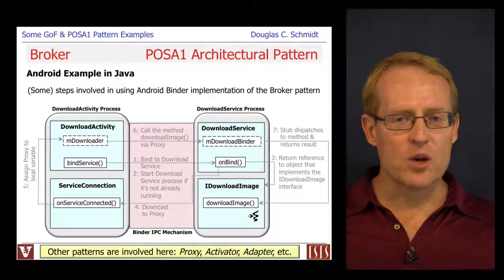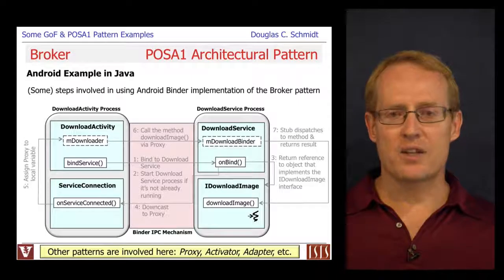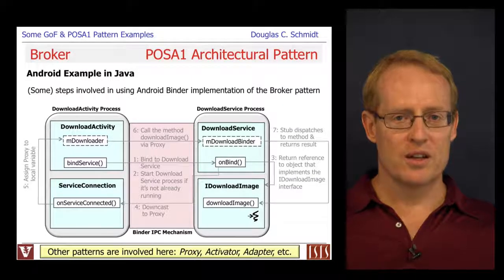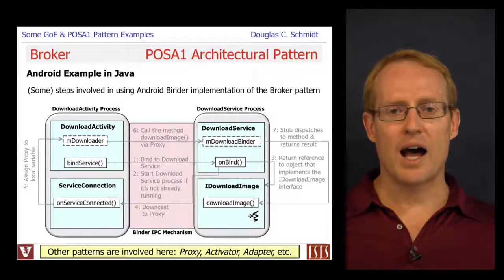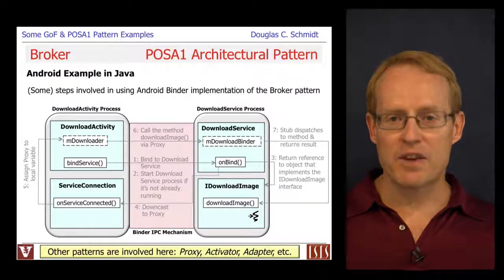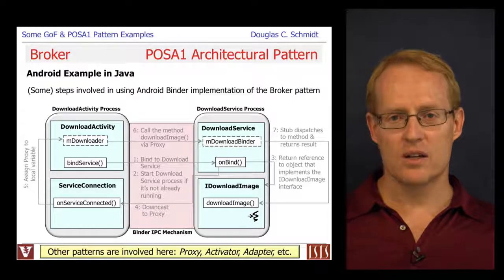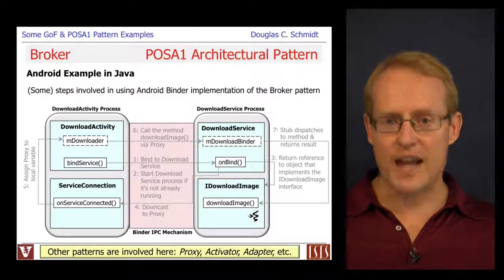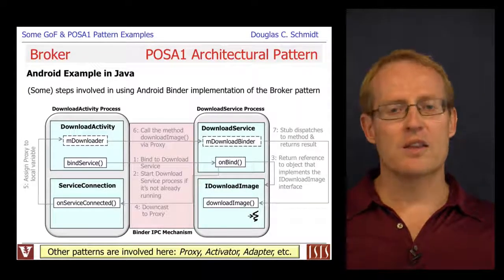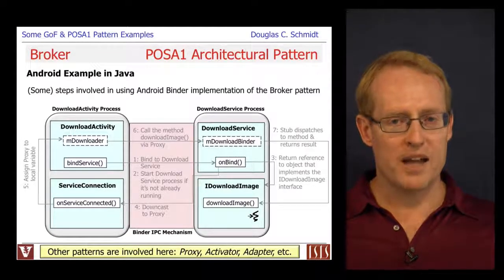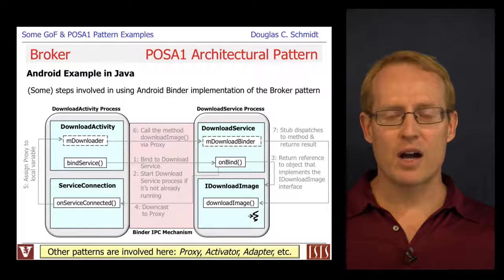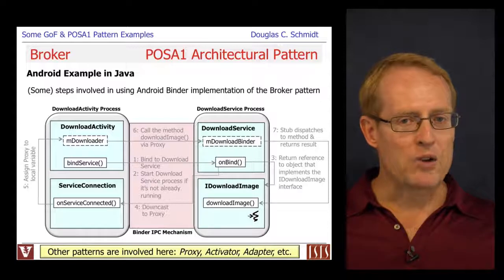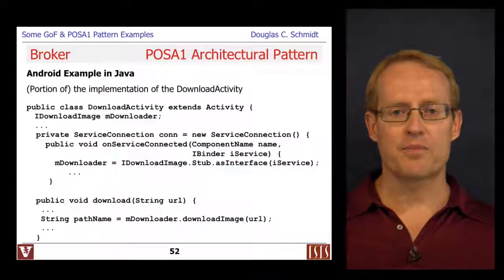So one of the key things to note with this example is that there's a number of other patterns involved. We see proxy being used to shield the client from where the actual object resides. We see the activator pattern that we'll talk about later used to launch the download service process on demand. We see adapter, which is another pattern that's used to connect back up the upcall from the binder up to the iDownload object, and so on. So the patterns work together, and we'll talk more about that later.